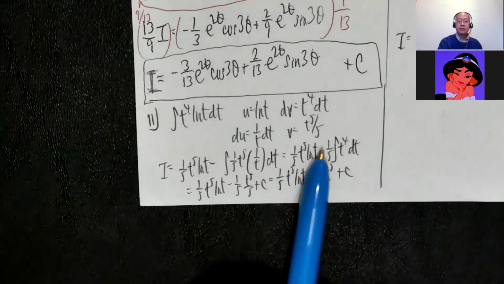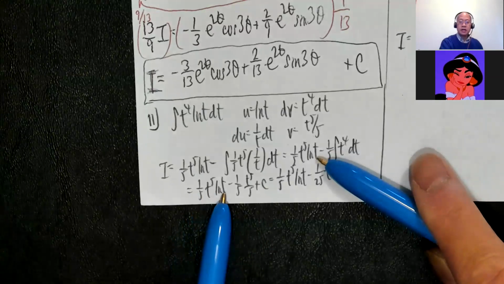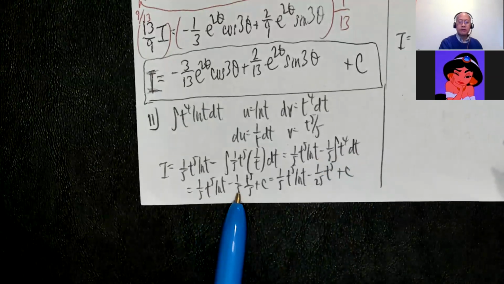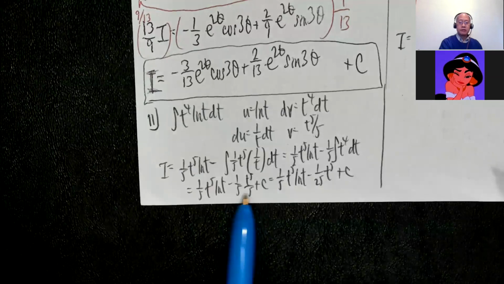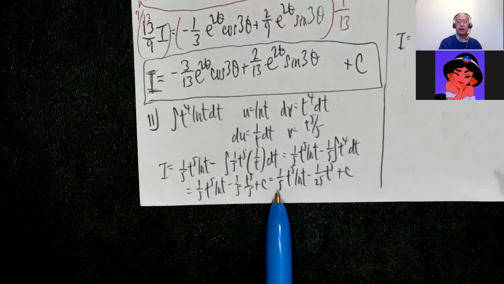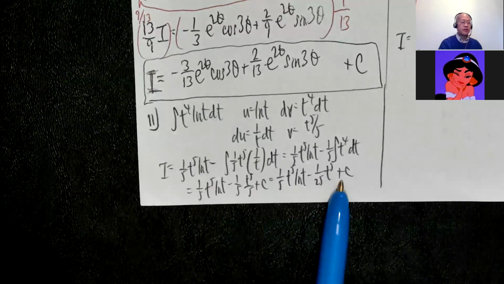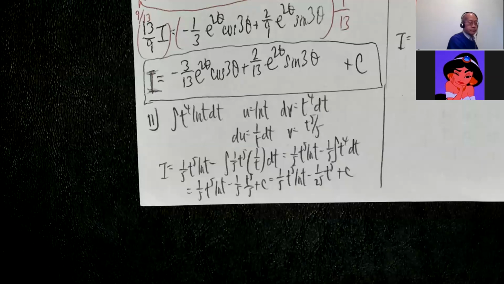Well, that's easy, right? So leave this alone: 1 fifth t to the fifth ln t minus 1 fifth times the integral of t to the fourth, which is again t to the fifth over 5, plus c. Just combine these, so that's 1 over 5 times 5, 1 over 25. So the final answer is 1 fifth t to the fifth ln t minus 1 over 25 t to the fifth plus a constant. That's the final answer.